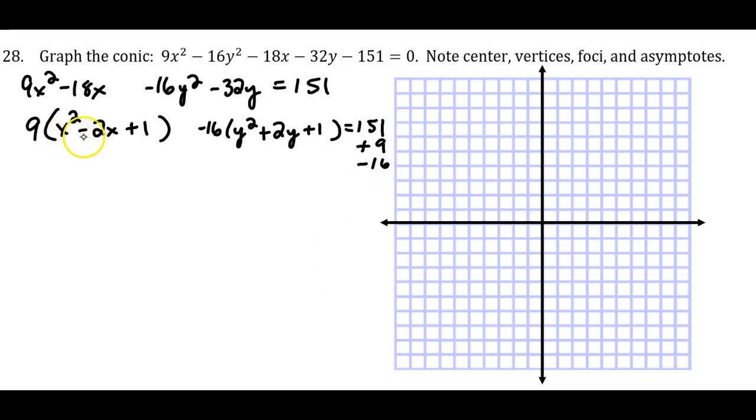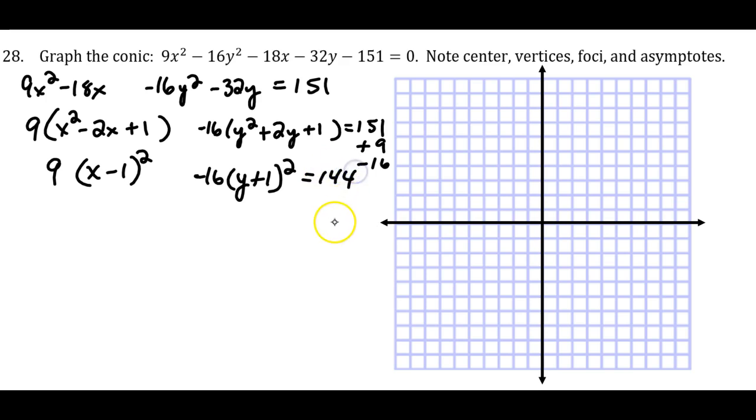And so x squared minus 2x plus 1, that's the same thing as x minus 1 quantity squared. And y squared plus 2y plus 1, well, that's the same thing as y plus 1 quantity squared, and the negative 16 out in front. Adding 9 to this, I get 160. Subtracting 16, I get 144 right here.